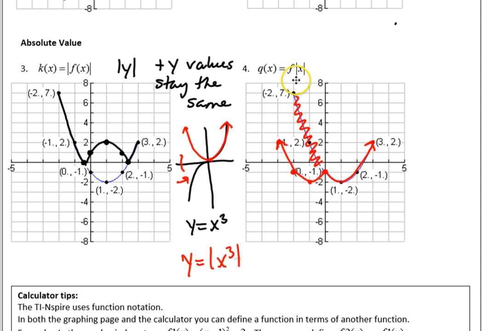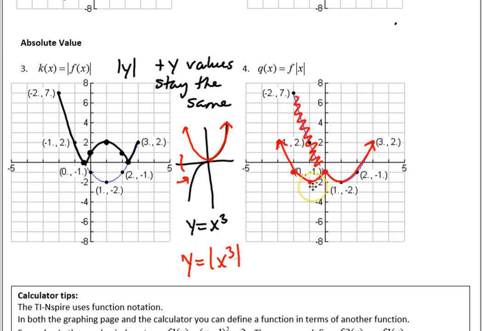Now, the absolute value, or f of the absolute value of x. This one's kind of a little different. It's a little trickier. So what happens here is, originally I have the point 3, 2, and 2, -1, and 1, -2. When I take the absolute value of x, these 3 points stay exactly the same. And actually the 0, -1 also does, because the absolute value of 0 is still 0.